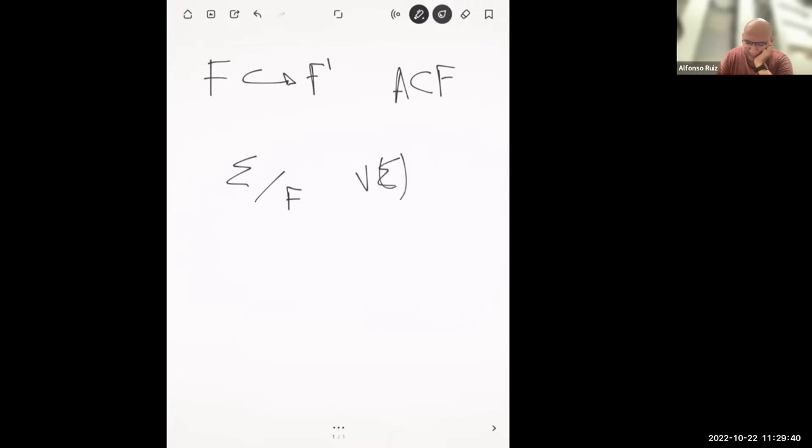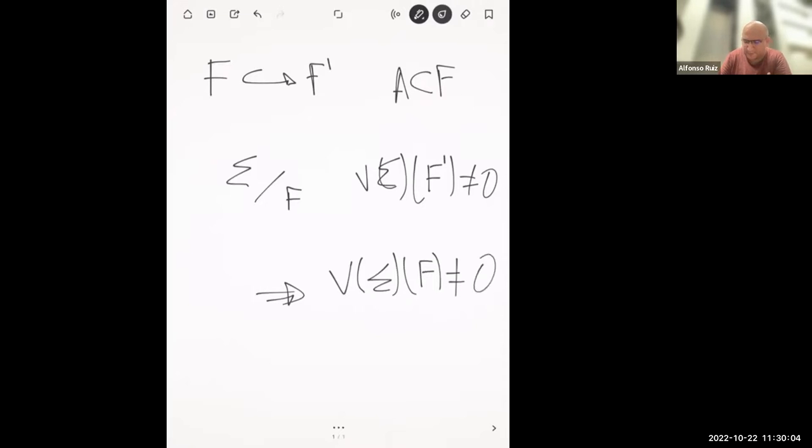Okay, so do you remember last time that I said if we have F some algebraically closed field, and F prime, another algebraically closed field. In model theory, people say ACF. And we said that if we have some system of equations over F that has a solution in F prime, then by this quantifier elimination, you could prove that this family of equations will also have a solution here, right?